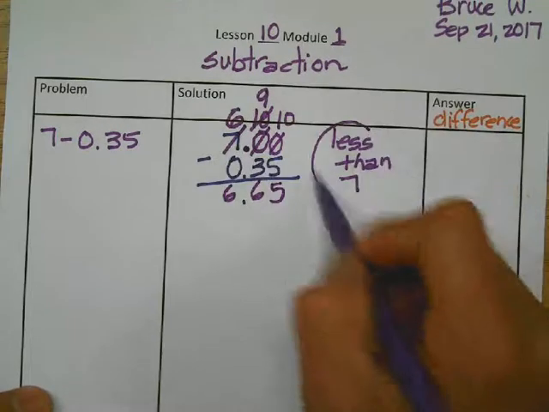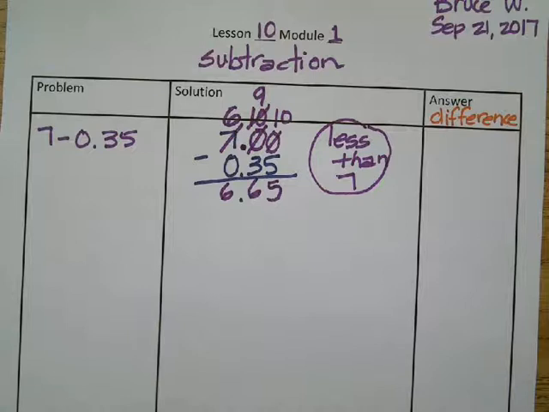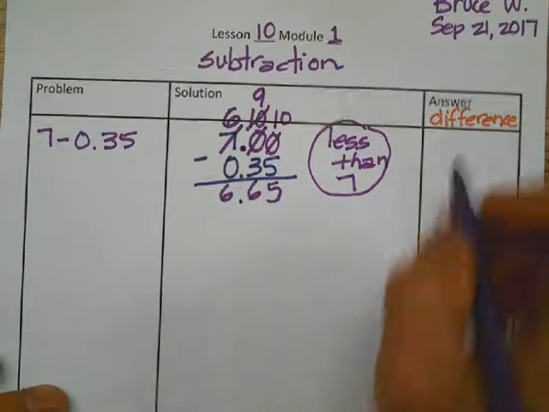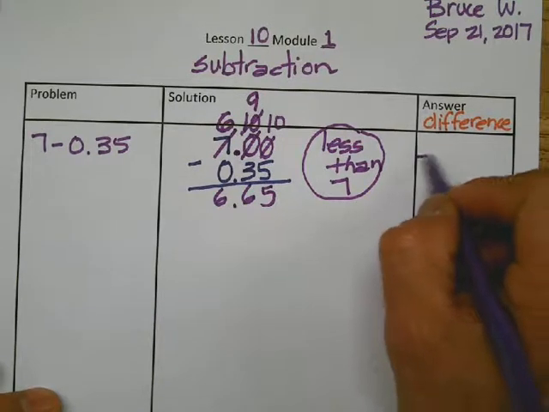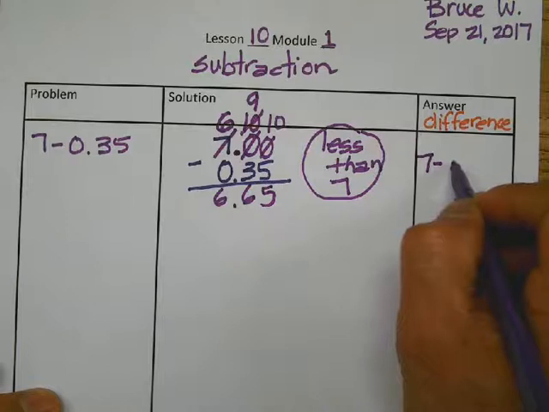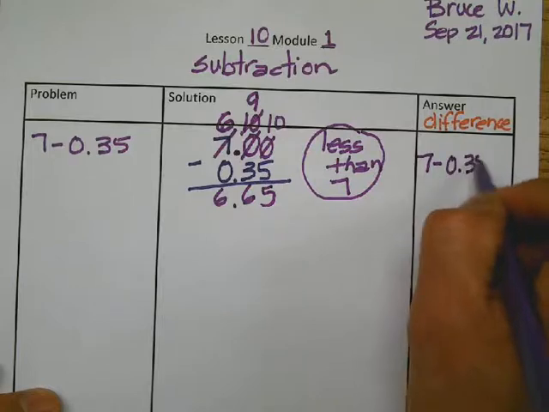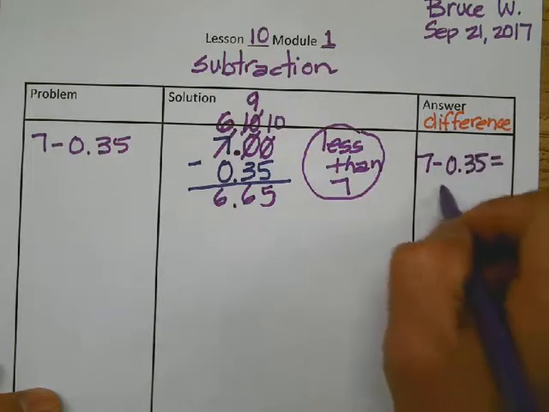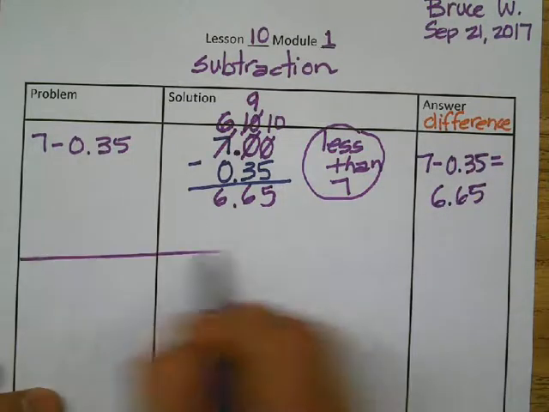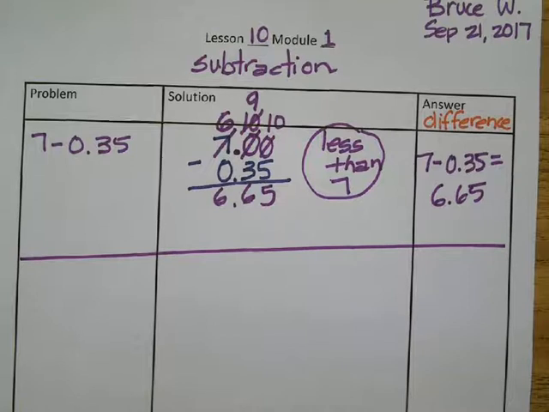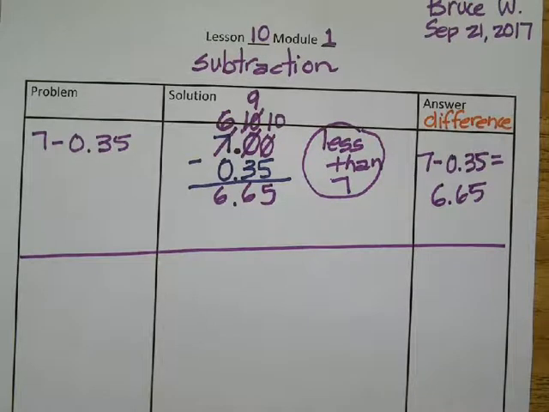Okay, so let's write the difference. The difference between 7 wholes and 35 hundredths equals 6 and 65 hundredths. Okay, my friends, that is the algorithm to solve these kinds of problems. I hope this helped. Review it again. This is a very common error. If you're one of those students, practice, practice, practice. Okay, make sure you borrow.